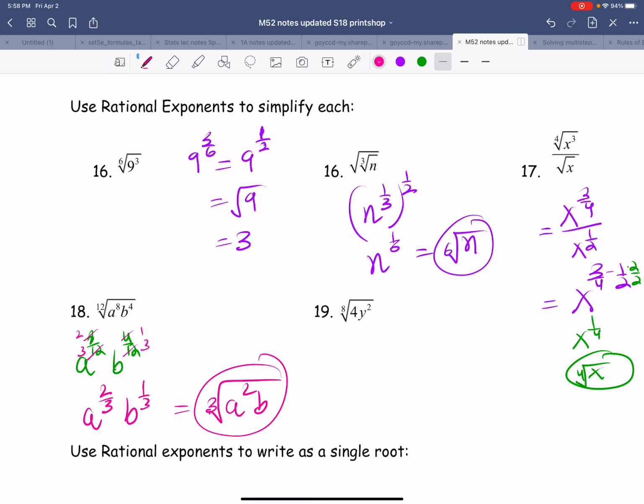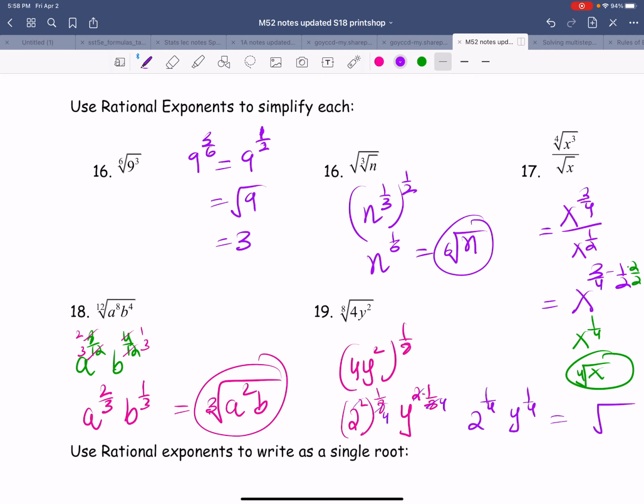Next we have number 19, the 8th root of 4y squared. So 4y squared to the power 1/8. Well, let's write 4 as 2 squared. 2 squared to the power 1/8, y squared to the power 1/8. So exponents multiply. For y, exponent 2 times 1/8. So this would be a 4, this would be a 4. So 2 to the power 1/4 and y to the power 1/4, which is the 4th root of 2y.